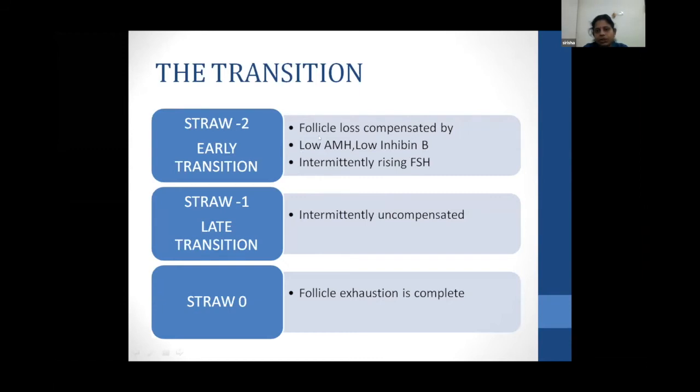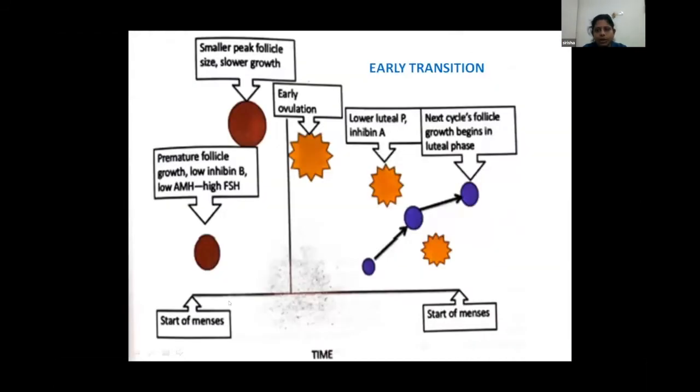In the early transition, the follicle loss is compensated by folliculogenesis and rising FSH. Why is this happening? Because of the low AMH and low inhibin B, there is a rising FSH. This is a phase of compensated failure, whereas in late transition, it is an uncompensated failure, where the follicle loss is not compensated. In the final stage, follicle exhaustion becomes complete, where the final menstrual period, the FMP, happens. So this is the crux of the whole thing. What is the physiology behind this, to understand the biomarkers that help us to stage it?